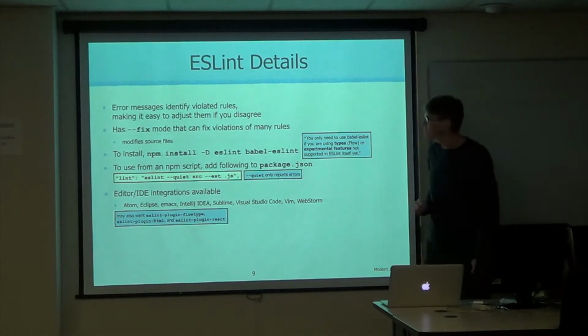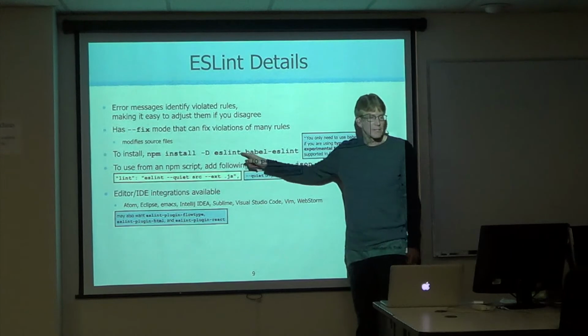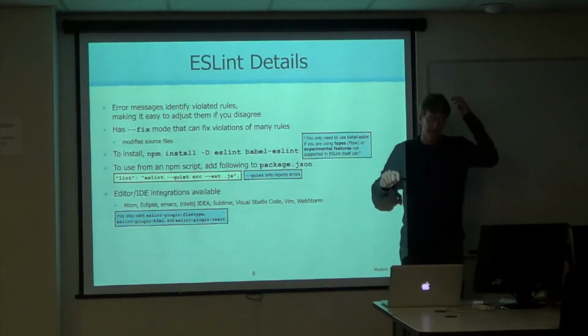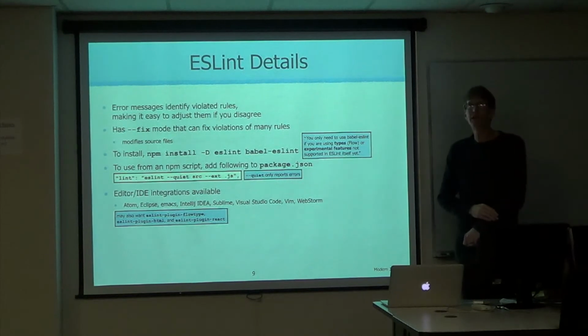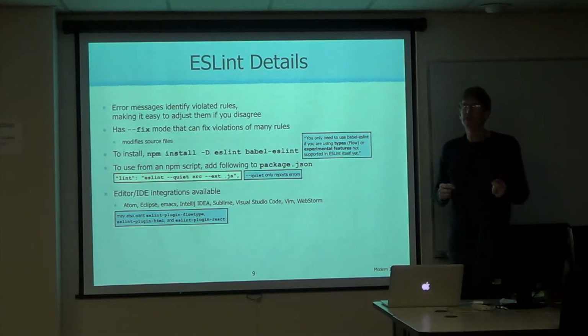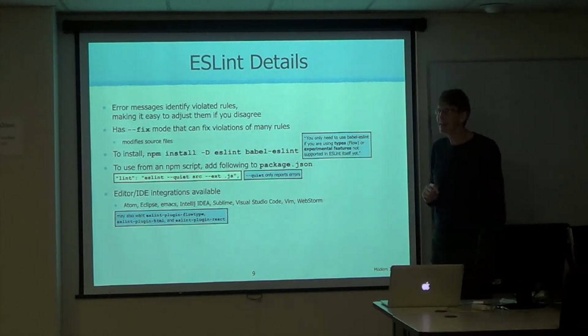So if you want to use this, you install it by running that command. And I'm installing two things here, ESLint and then also Babel ESLint. That last one is optional, but you want to do that if you're using features in your code that require the use of Babel, like new features coming to JavaScript that aren't in all the browsers yet. You'd want to use Babel ESLint so that ESLint will be able to parse that code.